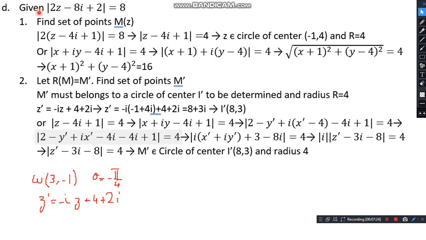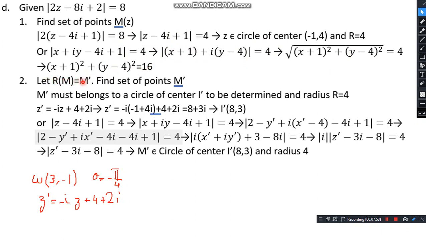Part C. Given this one, find the set of points M(z). So here we put 2 in factor, we take it to the other side equal to 4. So z belongs to the circle of center (minus 1, 4) and radius equal to 4. You can do it this way, or you can put here x plus iy minus 4i plus 1, do the norm. You're going to get the same thing.